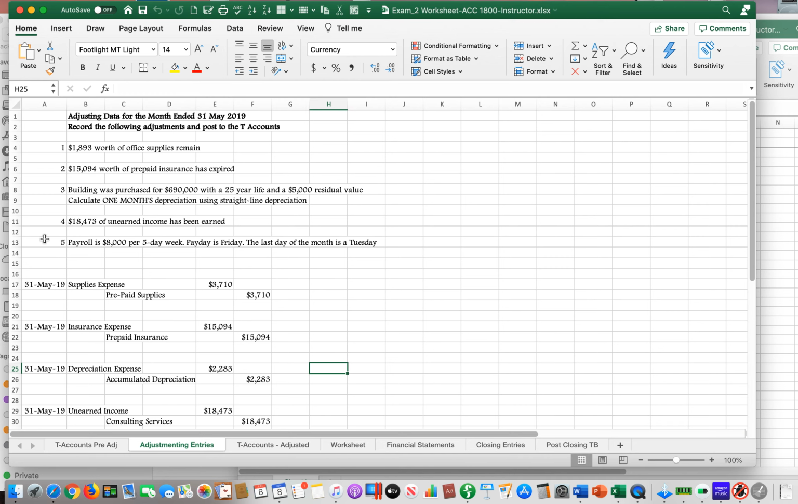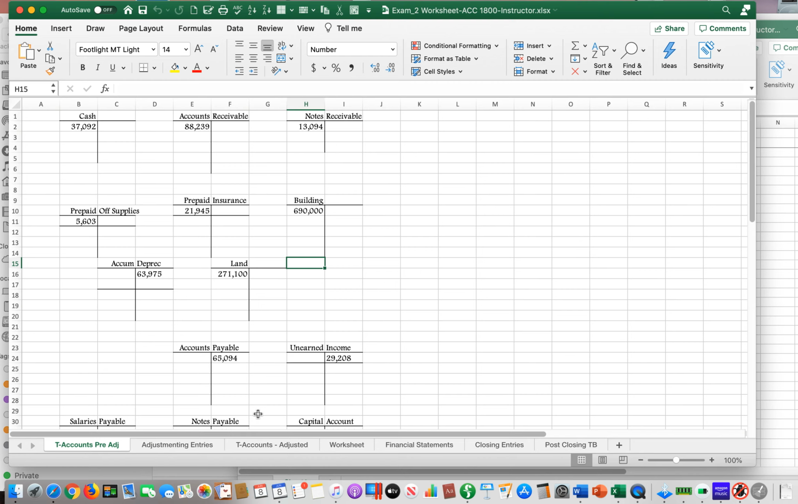Number 4, $18,473 of unearned income has now been earned. Let's go back to the previous T accounts. Let's look at unearned income. Under unearned income, we see that originally it was $29,208. In other words, they were given that much cash in advance. So you debited cash by that amount, right? And you credit unearned income. So that's how much unearned income there was, $29,208.